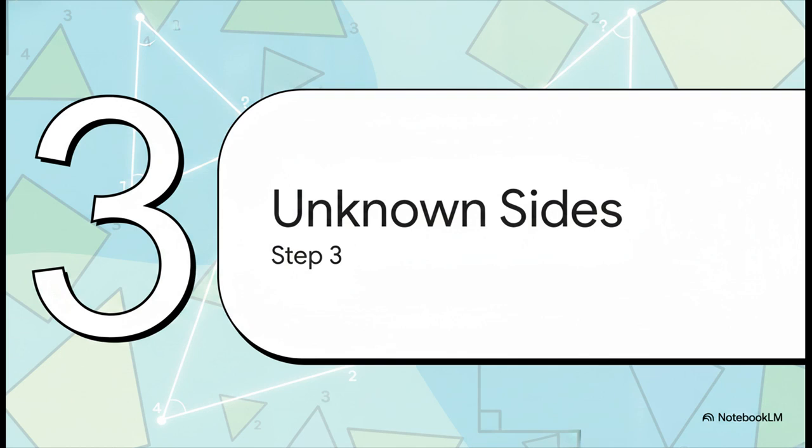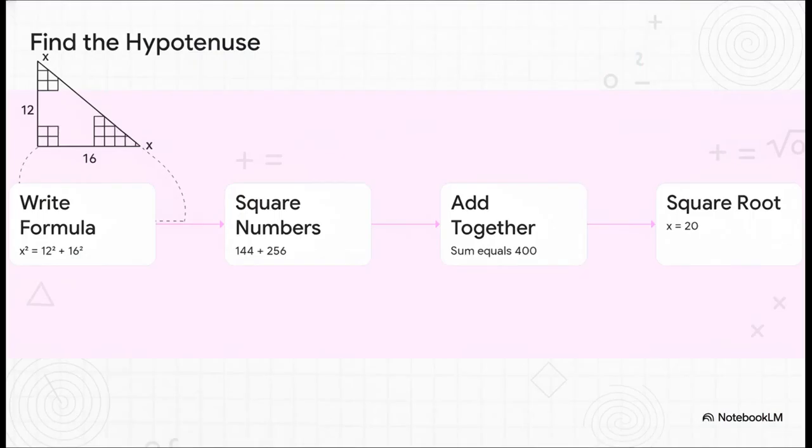Section 3. Calculating unknown sides. Let's see how this builds as we apply the formula to find actual missing numbers. Let's look at a concrete example. We've got a triangle where the two shorter sides are 12 and 16, and we need to find the hypotenuse, which is labeled x. Step 1, we set up our equation based on the theorem. x squared equals 12 squared plus 16 squared. Step 2, we just do the math. 12 squared is 144, and 16 squared is 256. Step 3, we add them together to get 400. So x squared is 400.